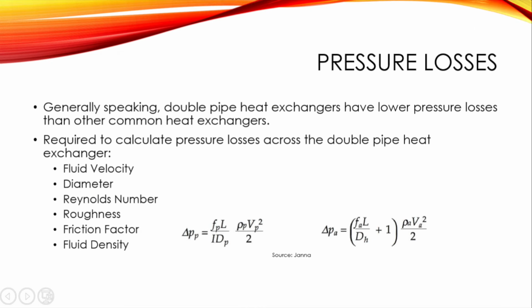What pressure losses are generated by double pipe heat exchangers? An advantage of double pipe heat exchangers, being straight pipe with entrance and exit fittings, is that they generally have a lower pressure drop than other common heat exchangers.